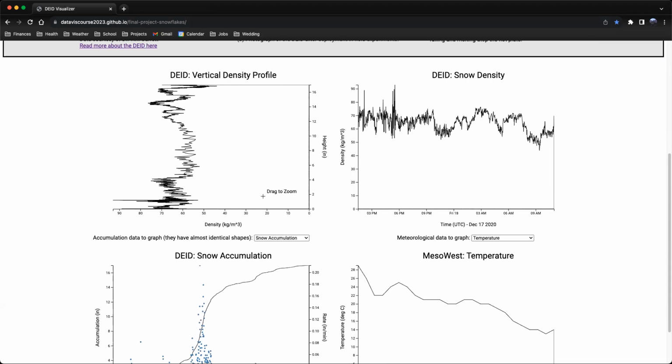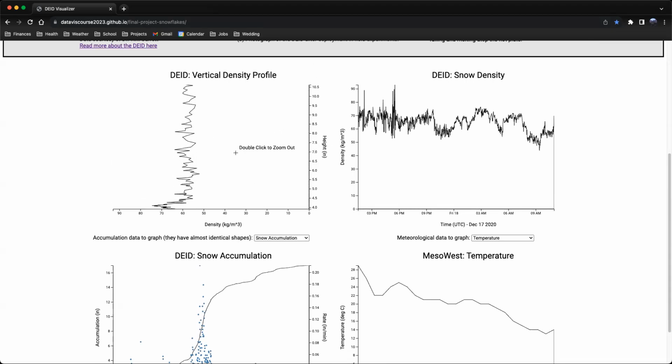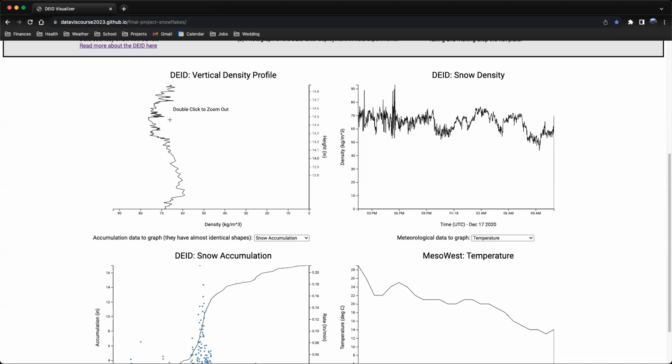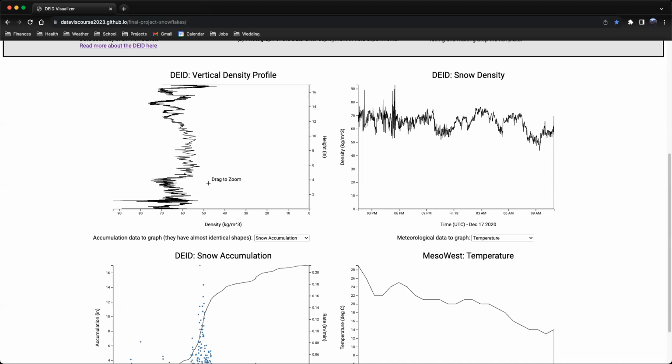end users of the DEID, specifically avalanche forecasters, can use this tool to look at how the density in the snow changes over the accumulation in height. So we have a brushable feature to zoom in into points of interest and to focus on changes in density.